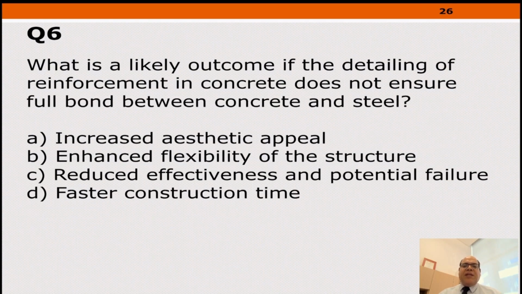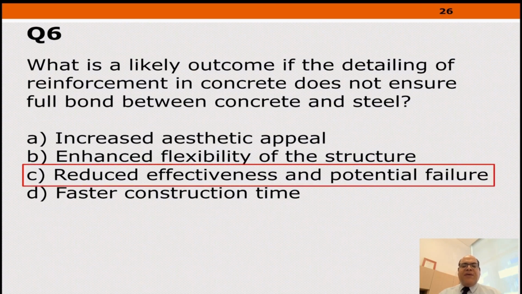Question number six, which is the last one. What is a likely outcome if the detailing of reinforcement in concrete doesn't ensure full bond between concrete and steel? And the answer is reduced effectiveness and potential failure.